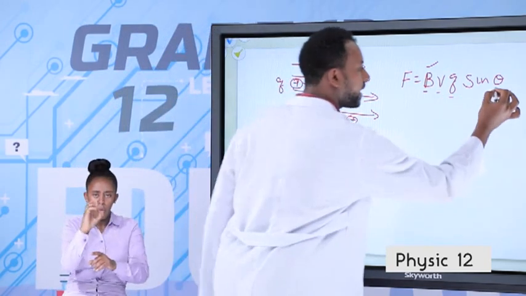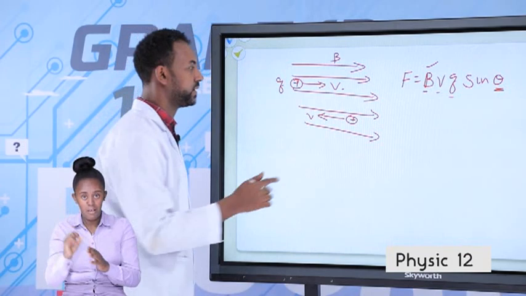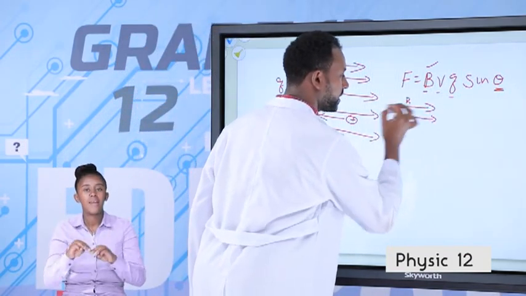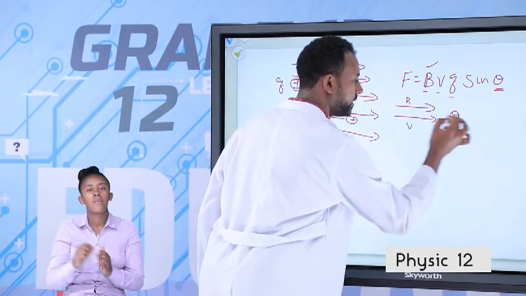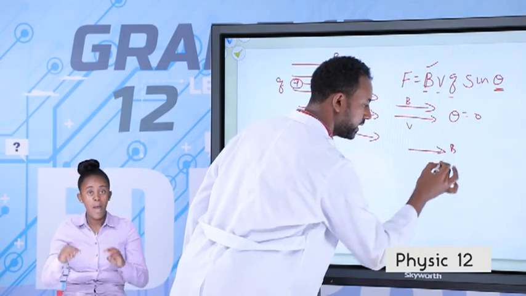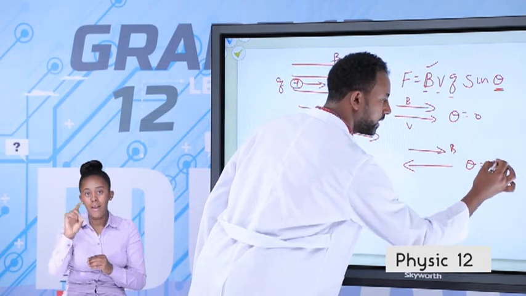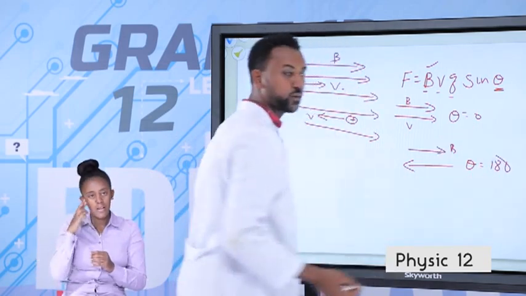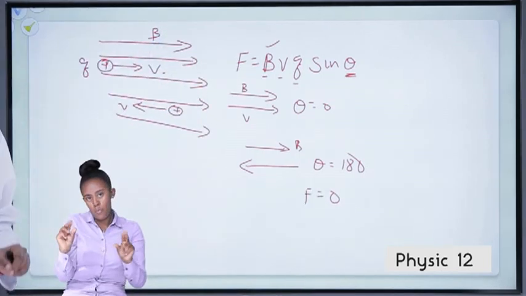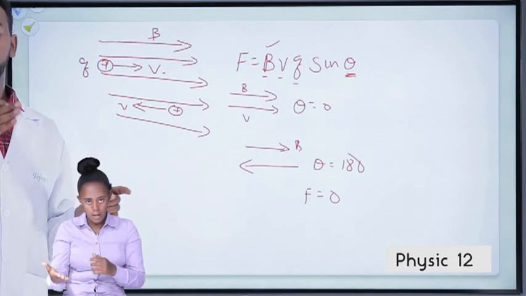Why? Because of the angle between the velocity and the magnetic field. As the magnetic field B and the velocity v are parallel, theta is 0. As the charged particle is moving opposite to the field, theta is 180. In either case, sine 0 or sine 180 degrees gives us 0. Therefore, there is no magnetic force exerted on a charged particle moving parallel to the field.